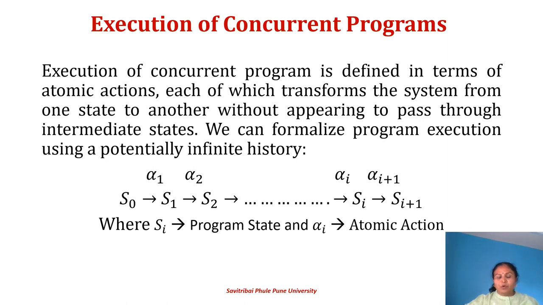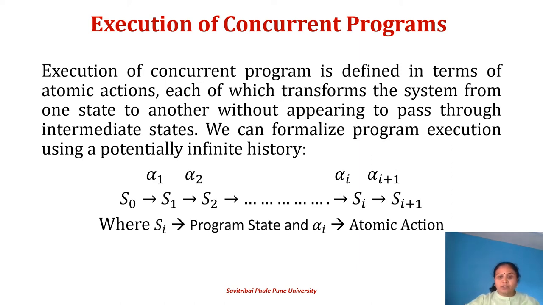Execution of concurrent programs. So how are the concurrent programs executed? Execution of a concurrent program is defined in terms of atomic actions, each of which transforms the system from one state to another without appearing to pass through intermediate states. We can formalize program execution using a potentially infinite history.